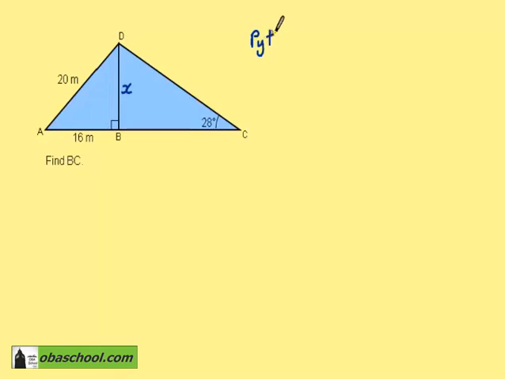To work out the length of DB, we're going to use Pythagoras' theorem. We should spot that we need to use this because we have all lengths involved, 20 meters, 16 meters, and the length we want to find.